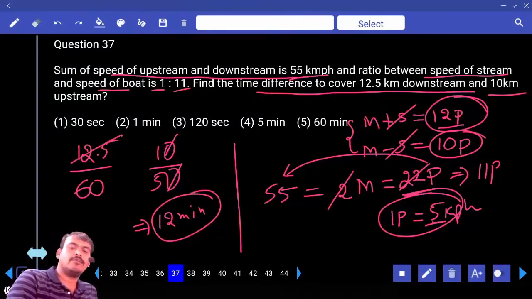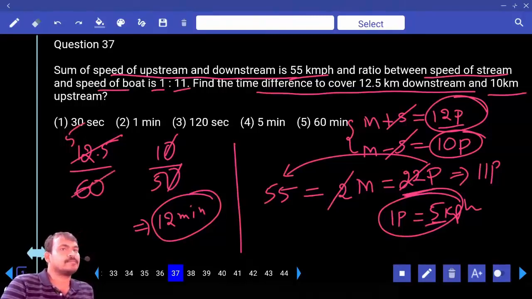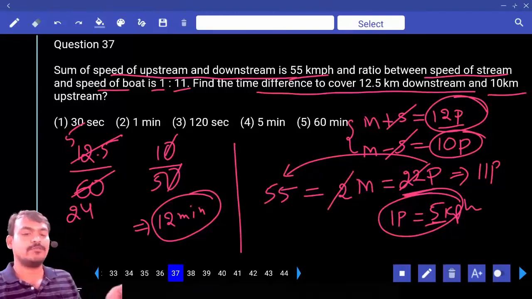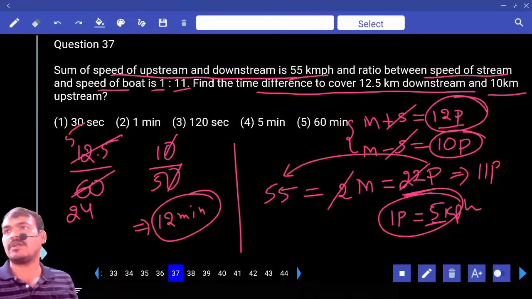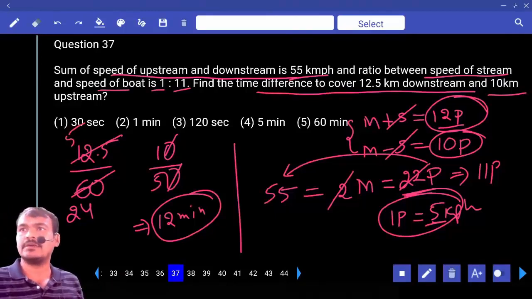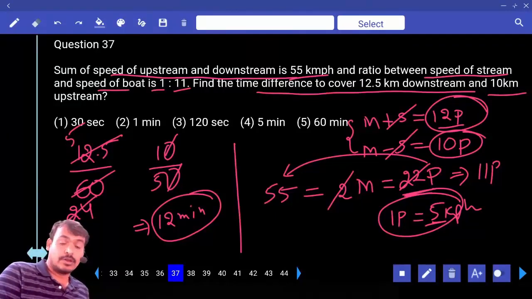Again, 2 and a half how many times? 5 times. 2 and a half means 24, since 5 means 12. 5 by 24 into which value? 60. 5 by 24 hour converted to which one? Minutes. 12 twos are 12, how many times? 5 times.